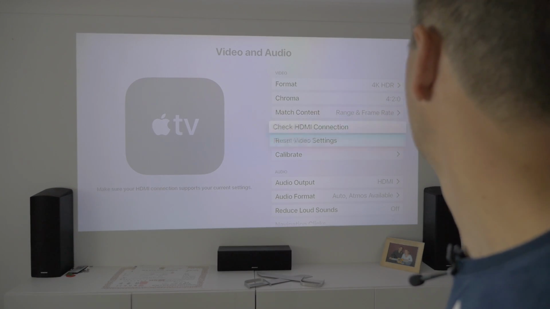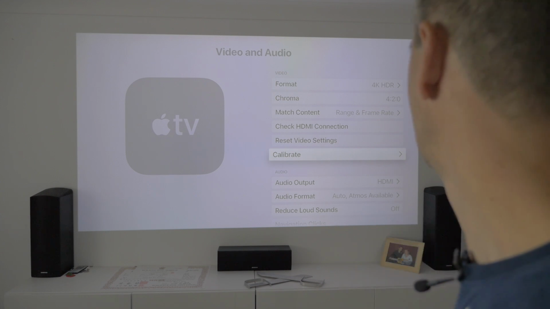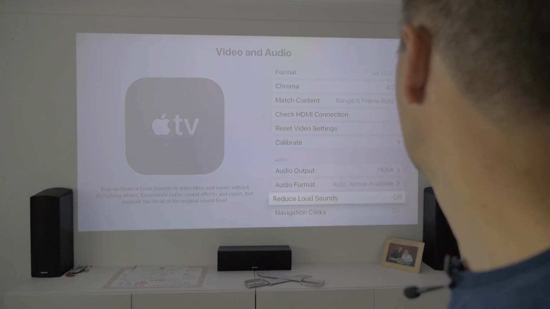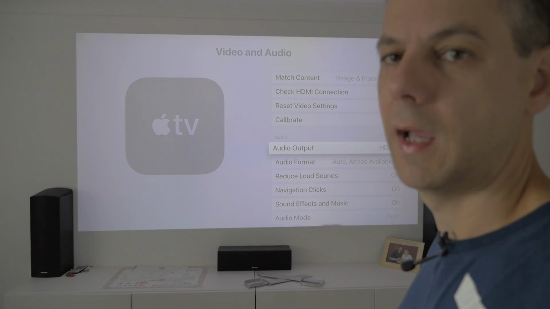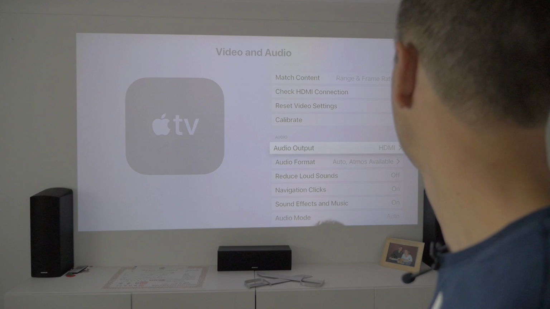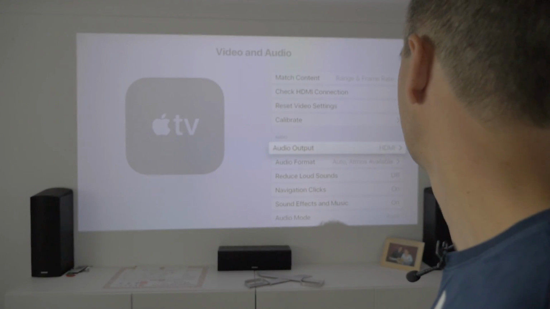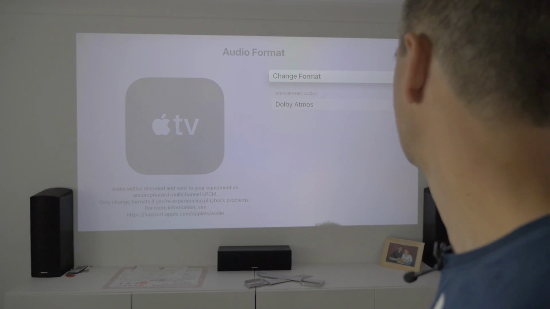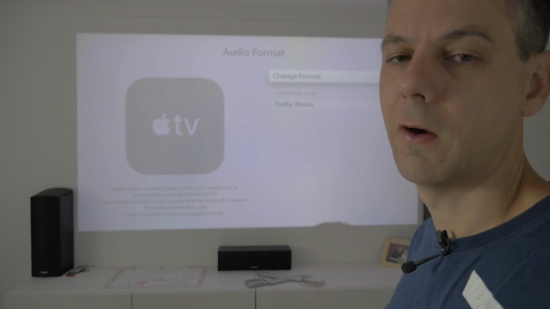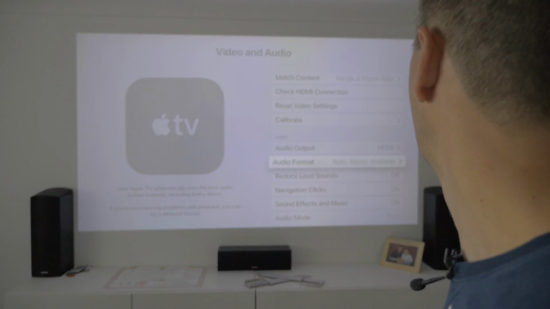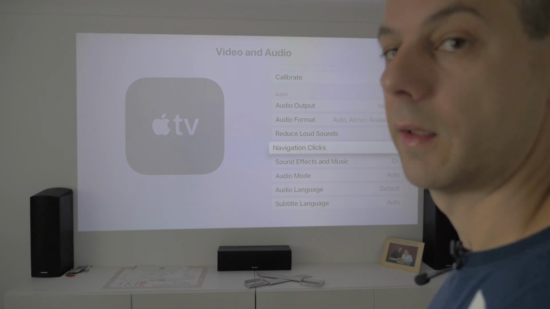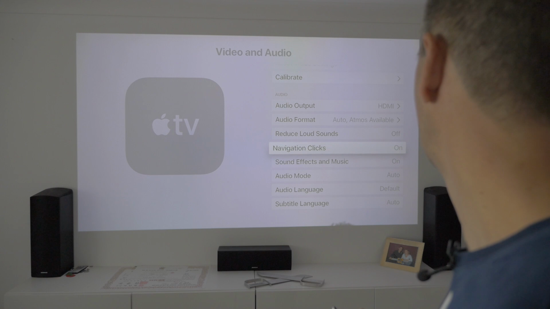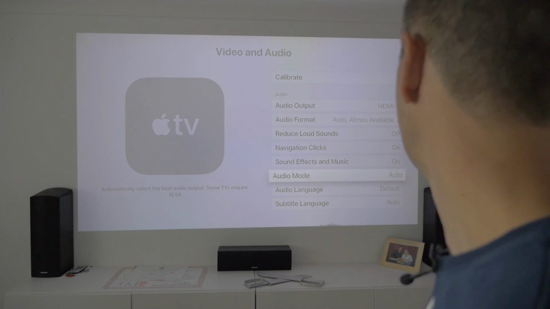Okay, calibrate. You can calibrate the width and height of your TV signal. Audio output: we're sending audio from the Apple TV to my amp, then from the amp to the speakers. You only have one option on there. Audio format, of course, we want it as Dolby Atmos. You can go back by changing the format down to 5.1 if you so wish. Reduce loud sounds, you could do that. You can reduce the navigation clicks. I actually like the navigation clicks on mine. Sound effects and music is on. Audio mode is on. Audio language is default and sub-language is default.